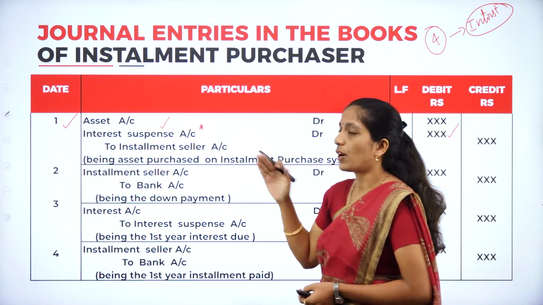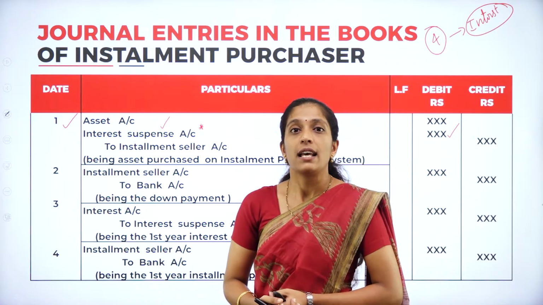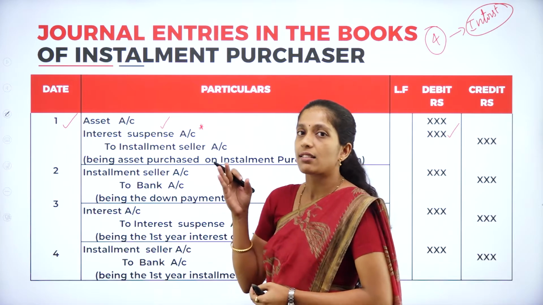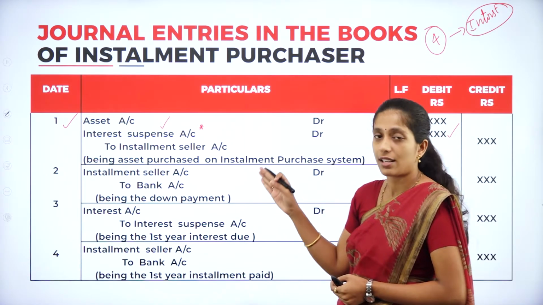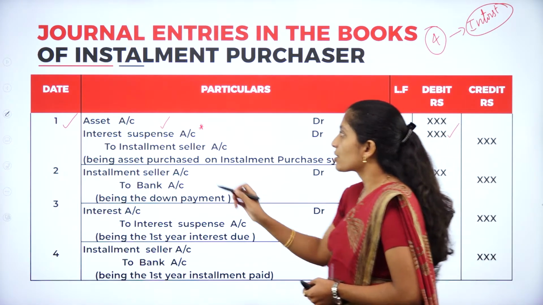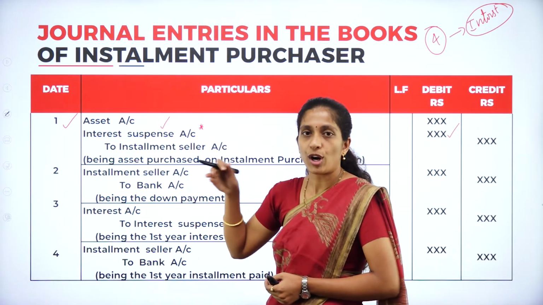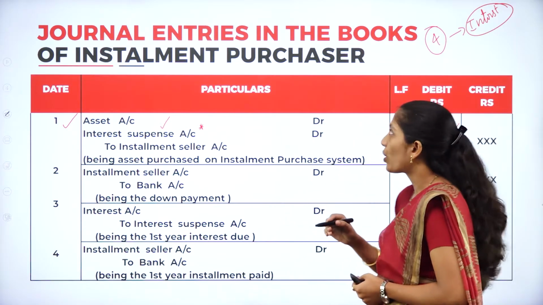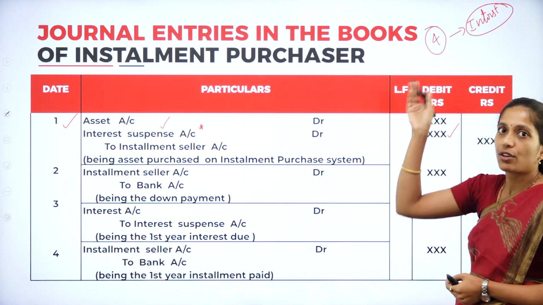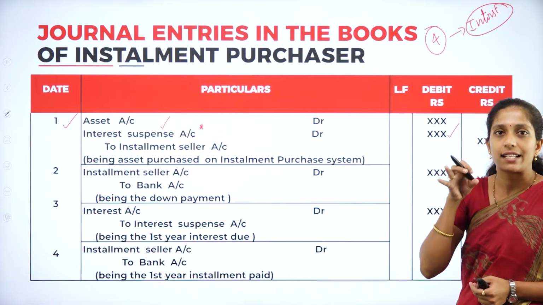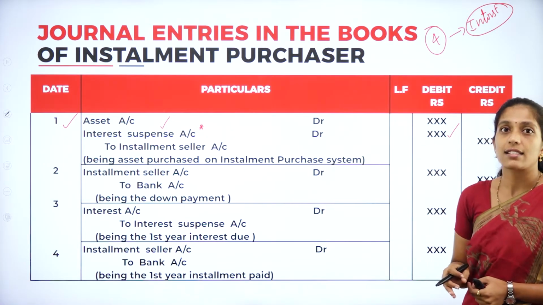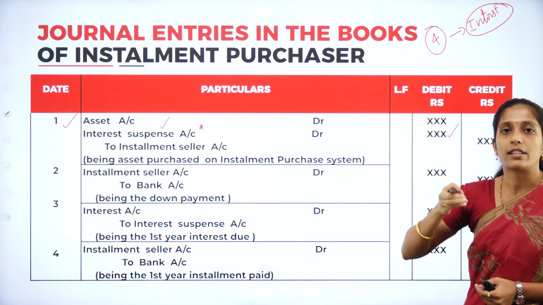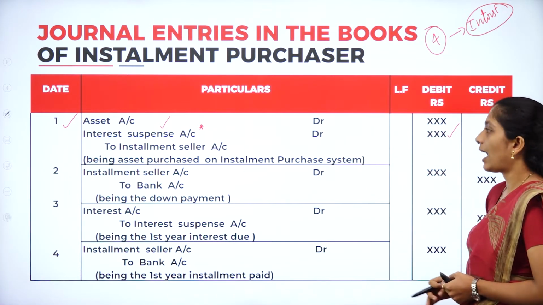So the first entry is for purchasing of the asset by the installment purchaser. What is the entry? Asset account debit, interest suspense account debit, to installment seller account. In the asset account, you will record the amount of the asset, that is, the cash price of the asset. Next, the interest suspense account. If it is 4 installments, you will add all 4 years' interest and write it in the interest suspense account. For example, if it is 3 years of installments, you will add all 3 years' interest and record the amount.